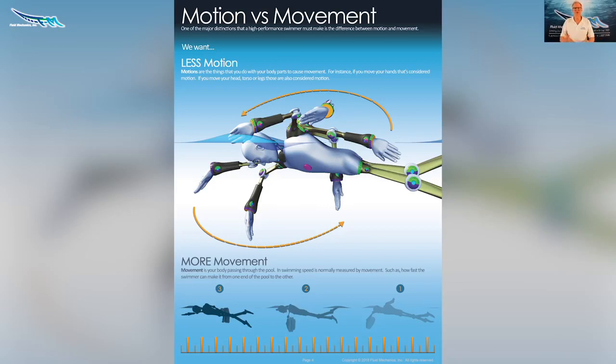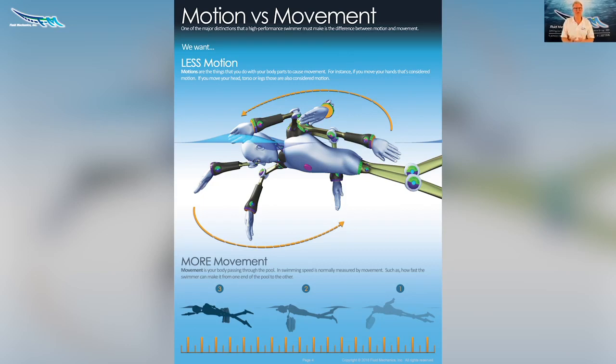So motions are the things you do with your body parts, such as moving your arms or your head or your torso or your legs. These are all called motion, right? And you're going to trade those motions for movement. Movement is you passing through the pool, right?